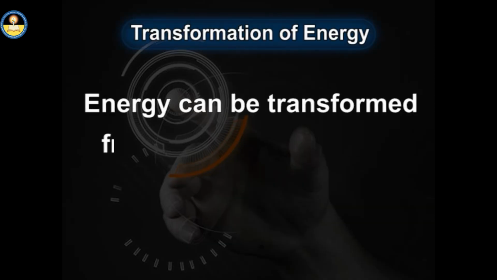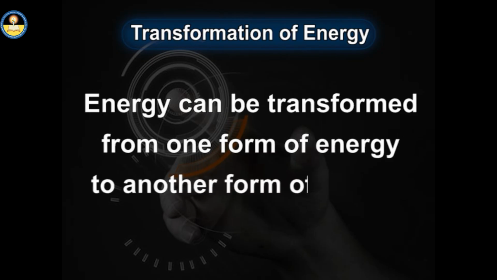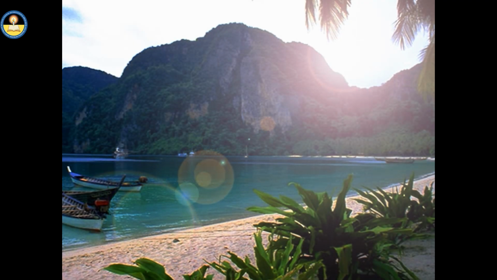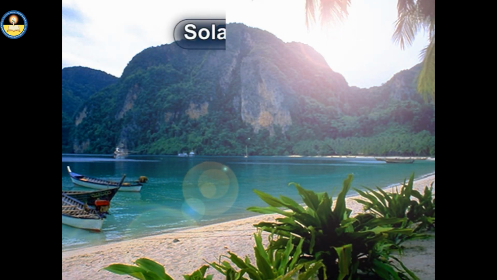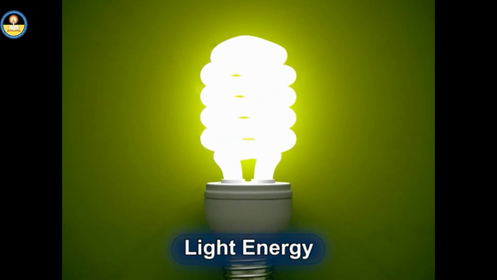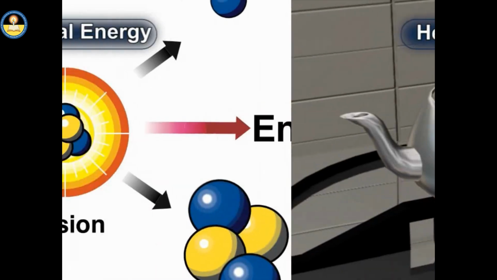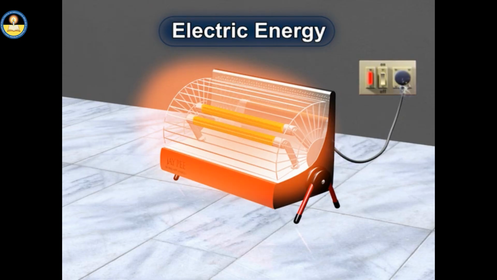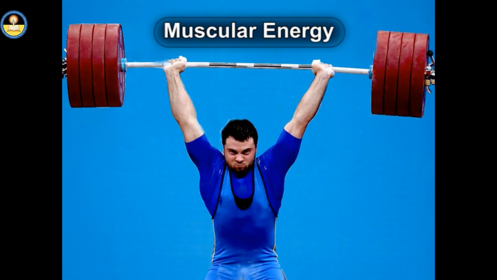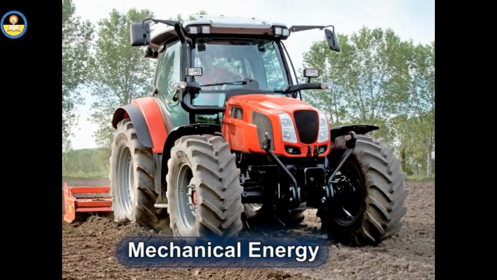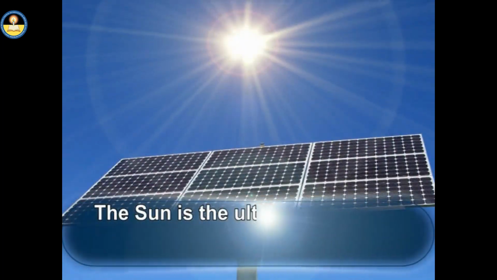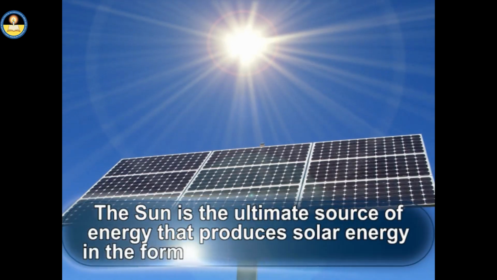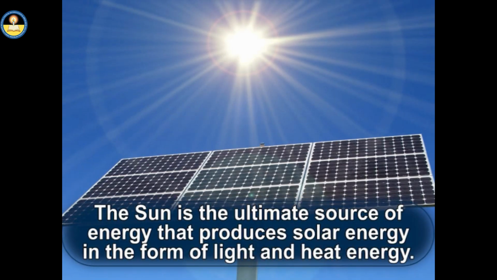Energy can be transformed from one form of energy to another form of energy. In our day-to-day life, energy appears in different forms, such as solar energy, light energy, heat energy, chemical energy, wind energy, electrical energy, sound energy, muscular energy, mechanical energy, and so on. The sun is the ultimate source of energy that produces solar energy in the form of light and heat energy.